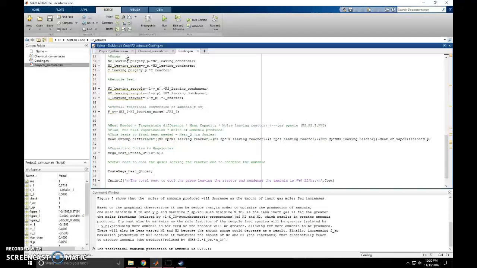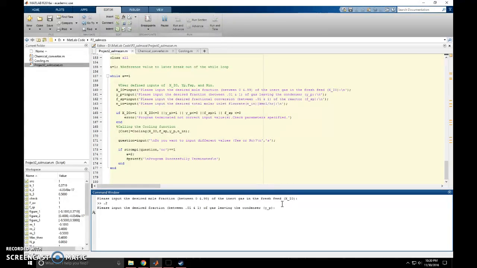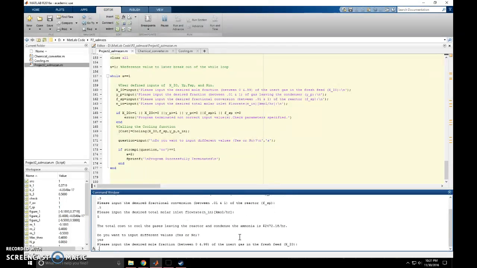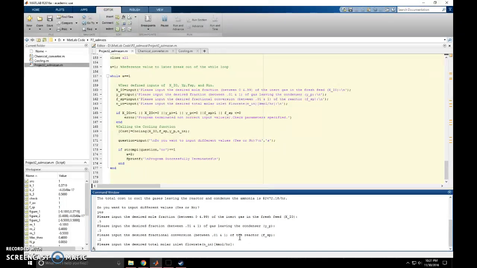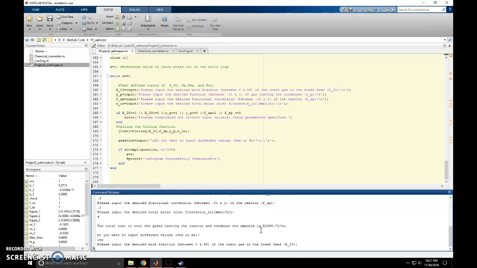And basically, we're going to run task 4, and it's going to ask us, so we can just put in whatever within the parameters, of course. And it tells us here, total cost to cool the gases leaving the reactor and condense the ammonia is $2,472.18 per hour. And so, of course, it asks until the user wants to stop. So if we want to keep going, yes. Just another random set of numbers. Cost is here. And say yes again.